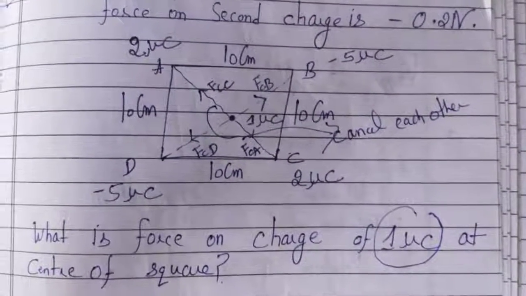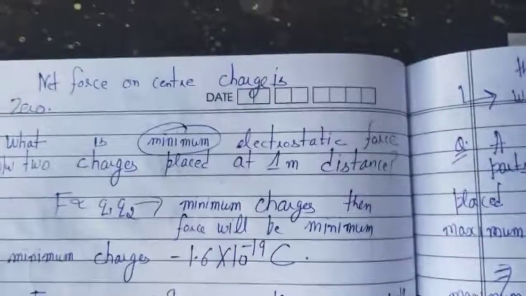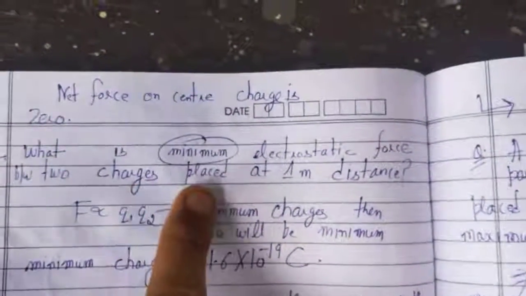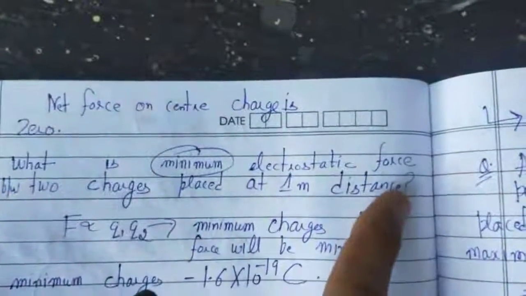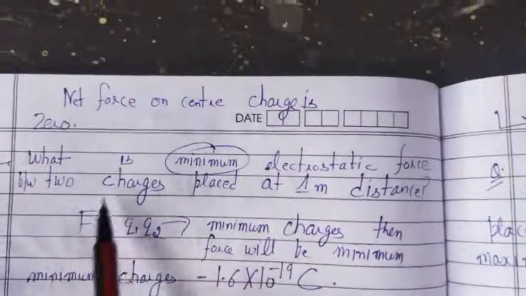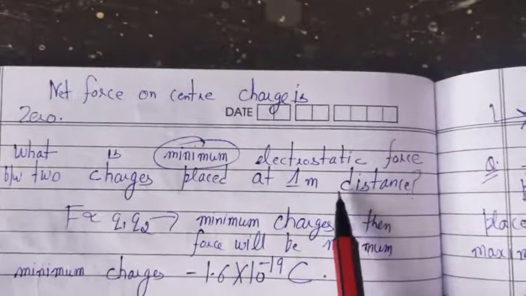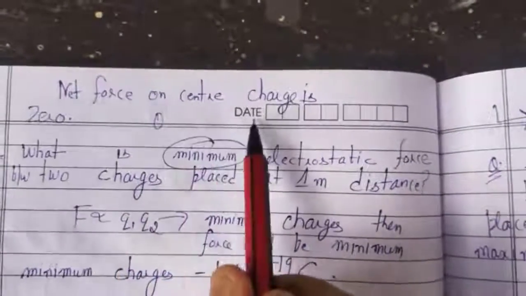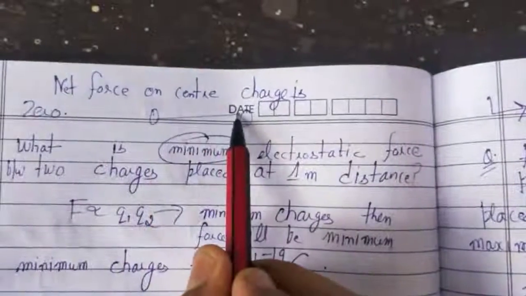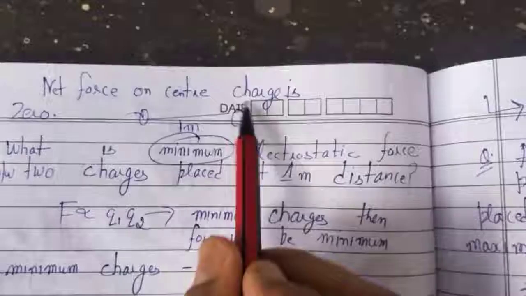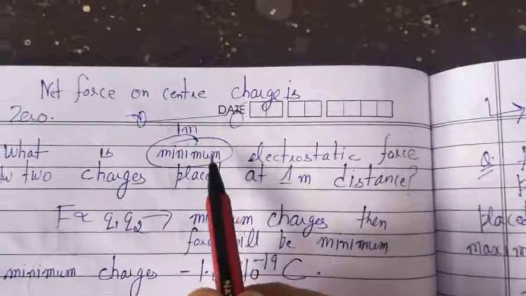Now we are moving on to the fourth question. So write down this next question. What is the minimum electrostatic force that is acting between two charges which are placed at 1 meter distance? That means you are having two charges. They are placed at 1 meter distance. What is the value of minimum force? Force is going to act, but what is the value of minimum force?